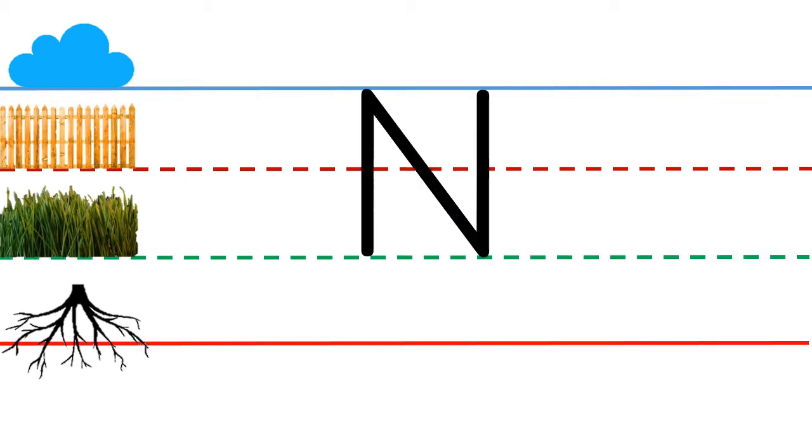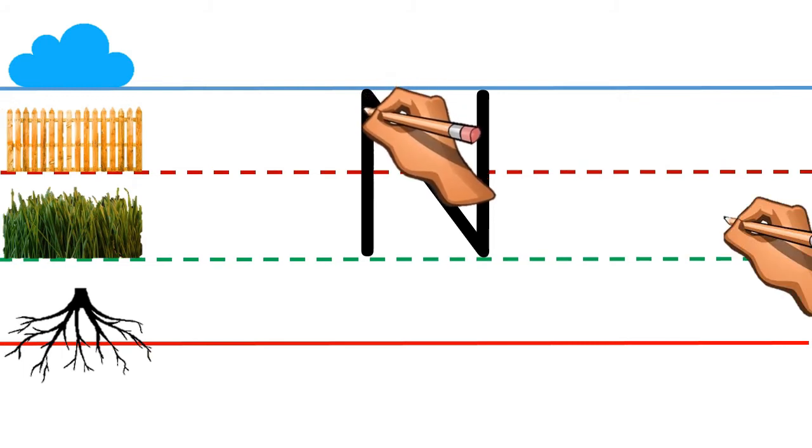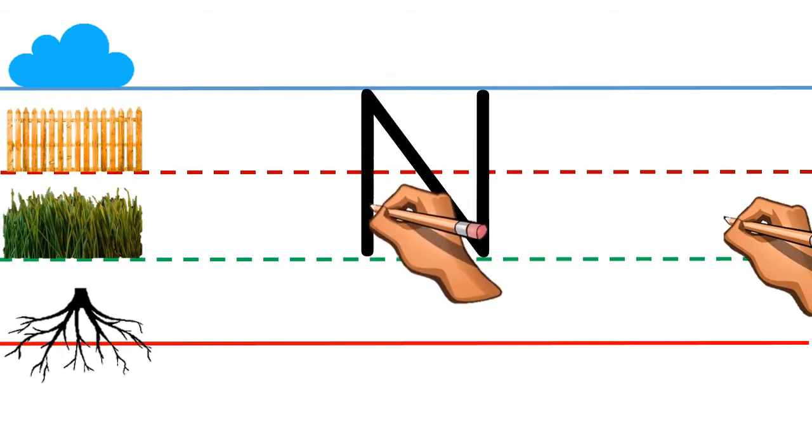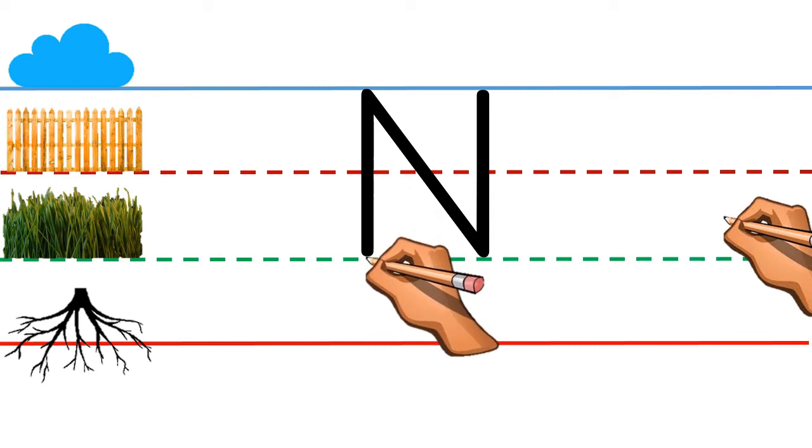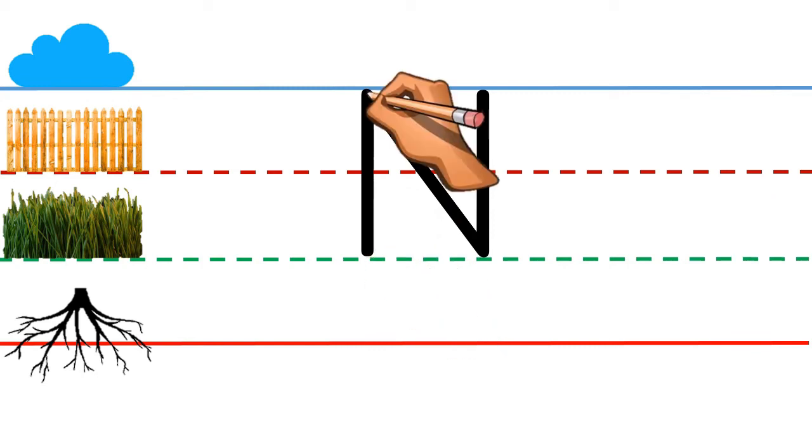Well done. Now we are going to learn how to write capital N. Put your pencil on the skyline. Come down straight, touch the grass line.